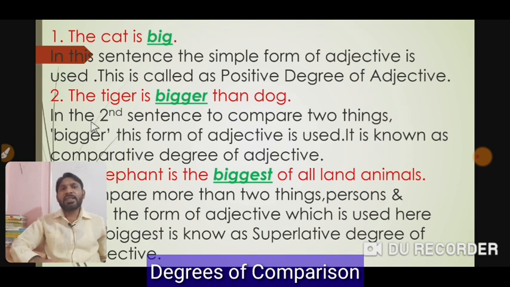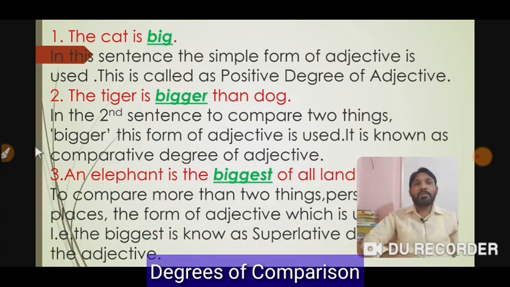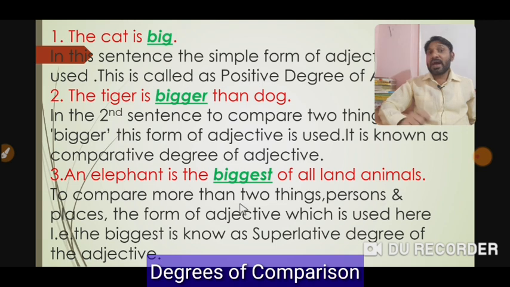In the second example, the tiger is bigger than the dog. In the second sentence, to compare two things, bigger, this form of adjective is used. It is known as the comparative degree of adjective. And the last example, an elephant is the biggest of all land animals. To compare more than two things, persons, places, the form of adjective used here, that is the biggest, is known as the superlative degree of the adjective.